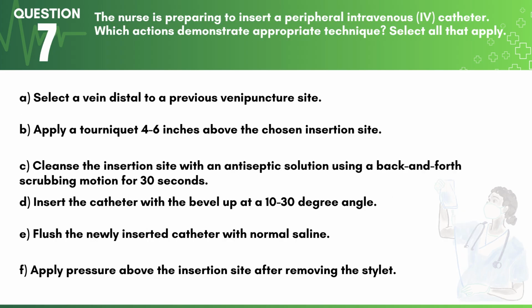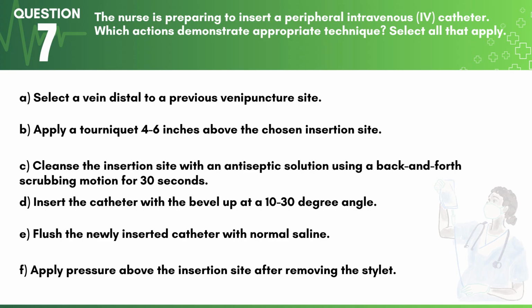Question 7. The nurse is preparing to insert a peripheral IV catheter. Which actions demonstrate appropriate technique? Select all that apply. A. Select a vein distal to a previous venipuncture site. B. Apply a tourniquet 4 to 6 inches above the chosen insertion site.